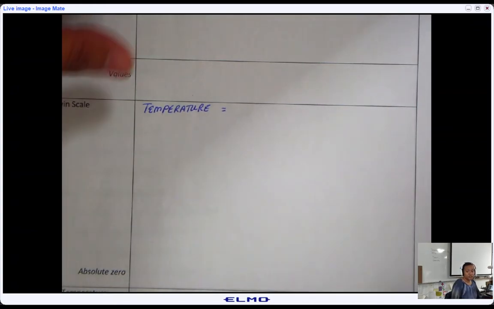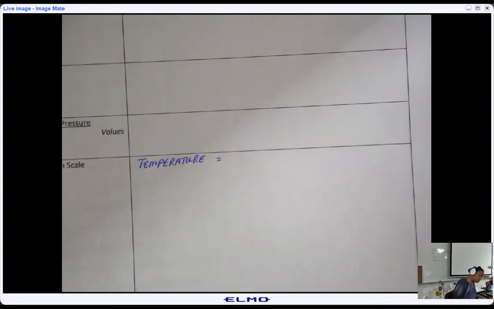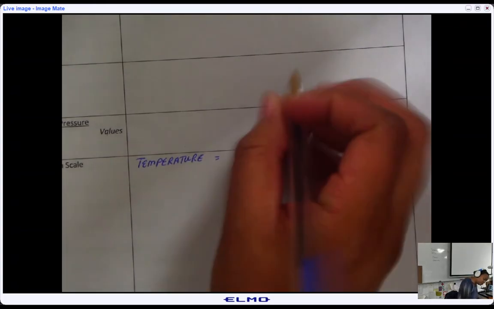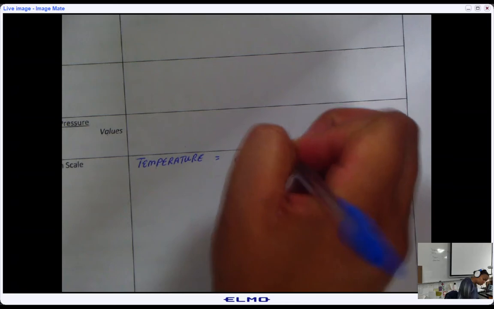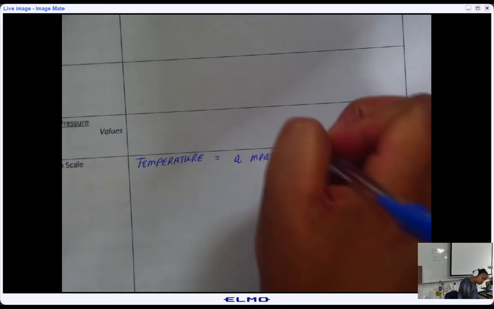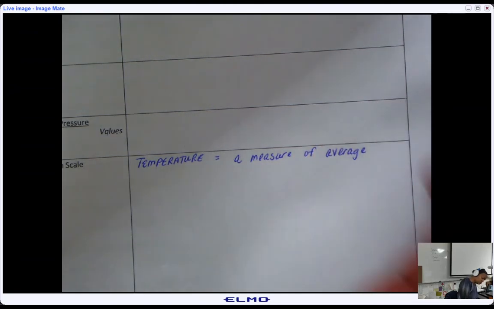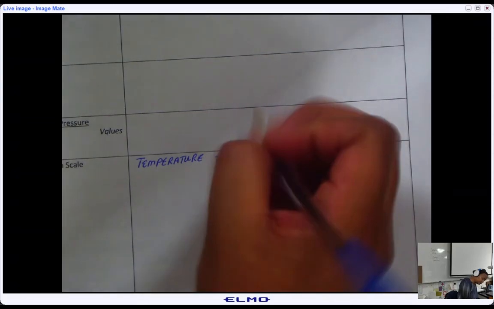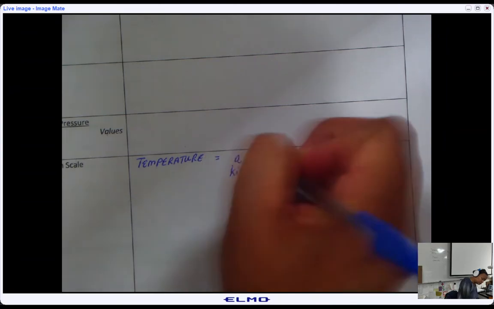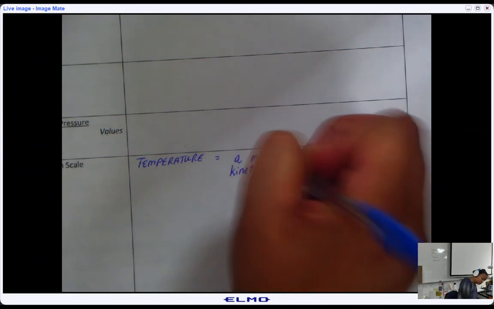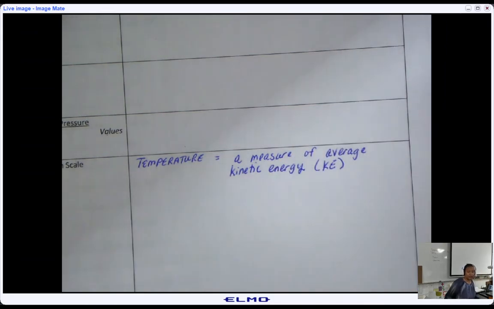All right, so the definition of temperature is a measure of average kinetic energy. Okay, and you will usually see me abbreviate it capital K, capital E for kinetic energy.